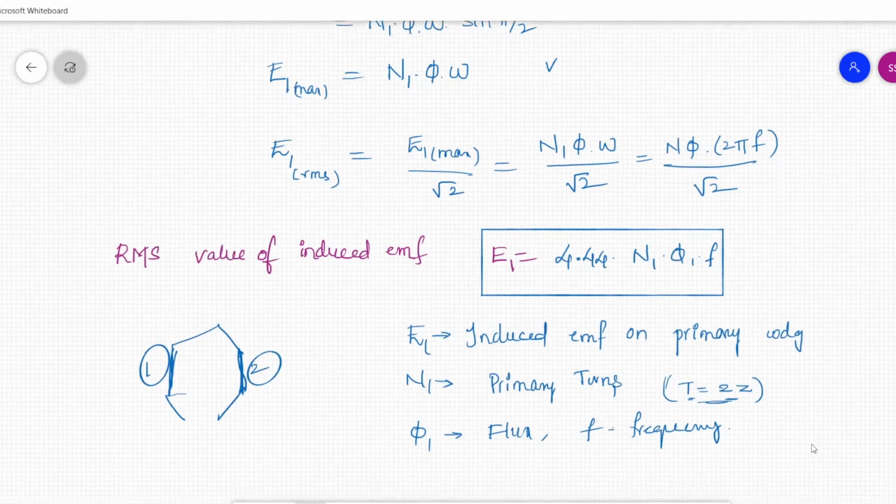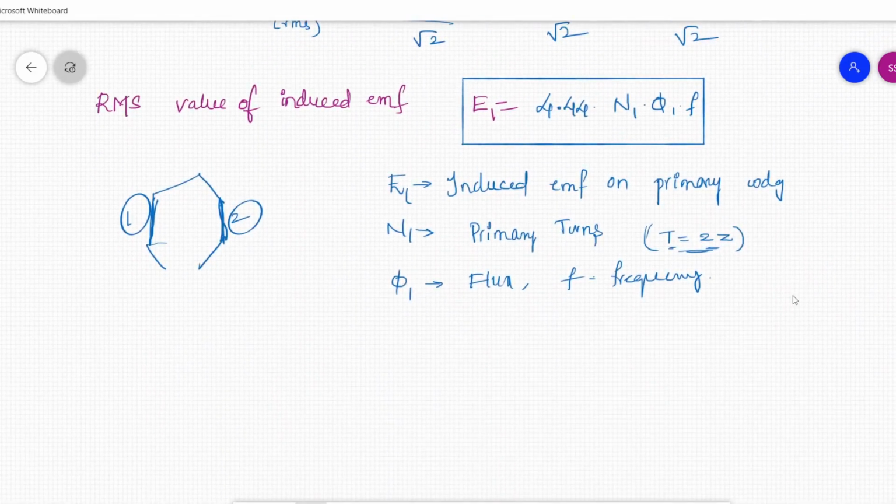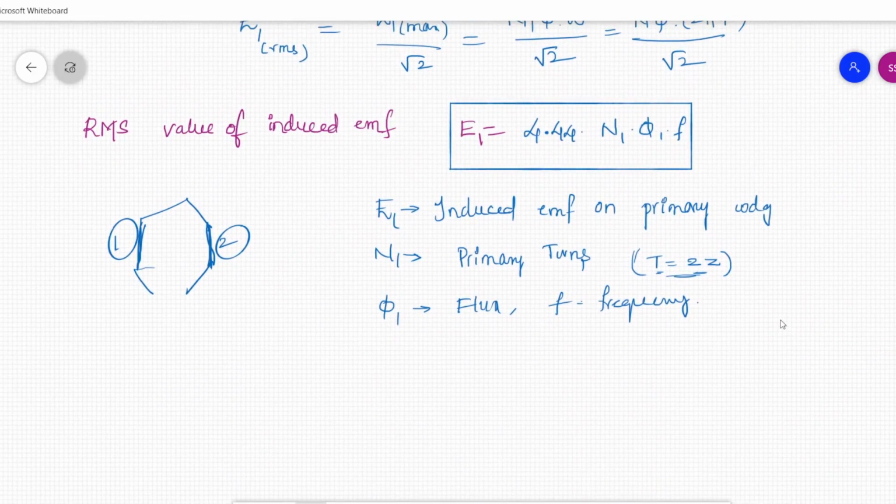Now we have obtained the EMF equation of a transformer, E1 equal to 4.44 N1 phi f. Similarly we can write the value of E2, the induced EMF in the secondary winding. This is the RMS value of the induced EMF.